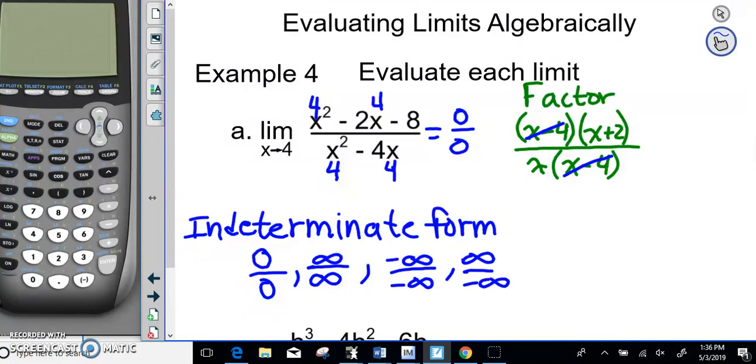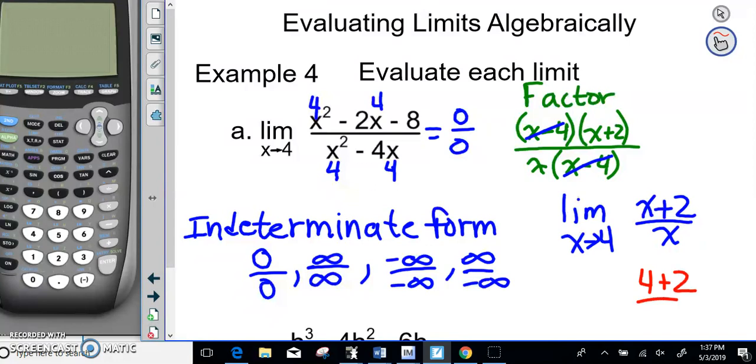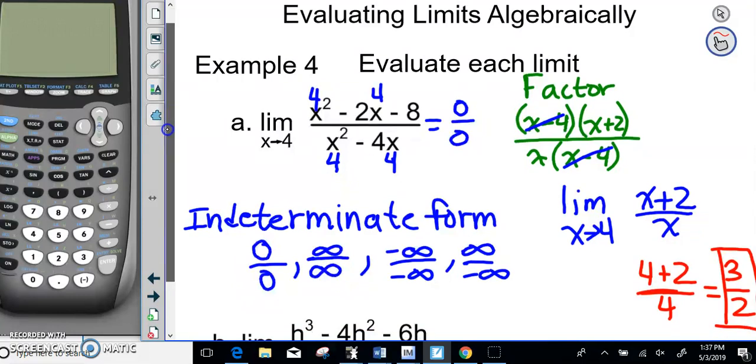So really what we're going to deal with here for our limit is the limit of x plus 2 over x as x approaches 4. We're going to substitute 4 in for x here and get an answer. I'm going to do that really quick. Here we get 6 over 4, which reduces down to 3 over 2. We're going to keep 3 over 2 as your answer. So pretty much all we're doing is just factoring. If you remember how to factor, you should be good.